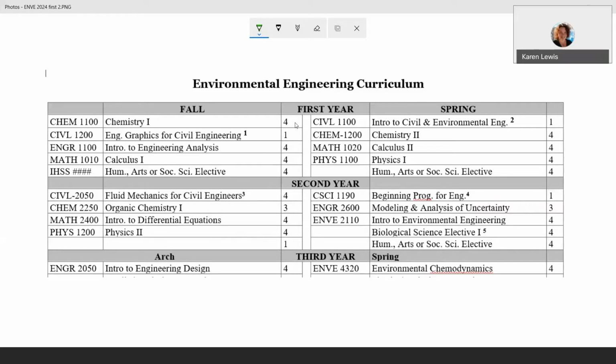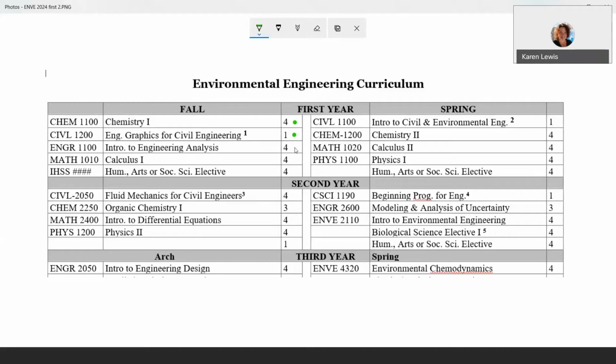First, we have Chemistry 1. Chemistry 1 is a prerequisite for multiple environmental engineering courses, so it is important to complete this course in the first semester. Then we have Engineering Graphics for Civil Engineering, which is your one-credit class. If you look at the footnotes, there are alternate courses that will satisfy this requirement, but this is an AutoCAD course designed specifically for civil and environmental engineers. And since it's only offered in fall semesters, I recommend enrolling in this course when you register.